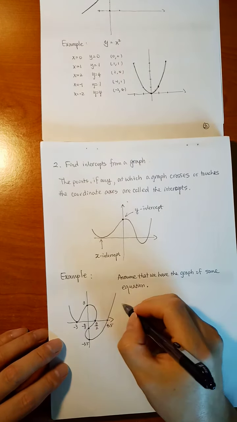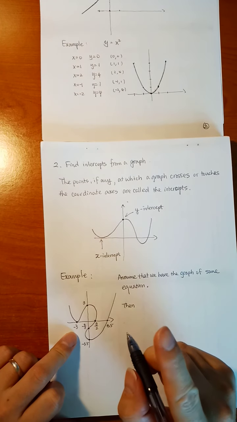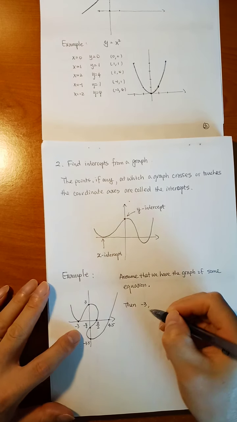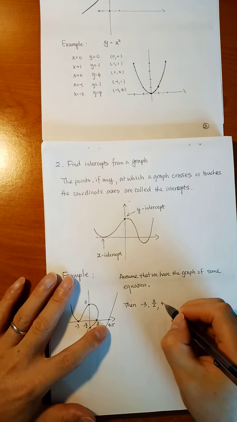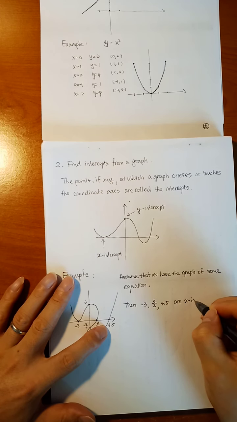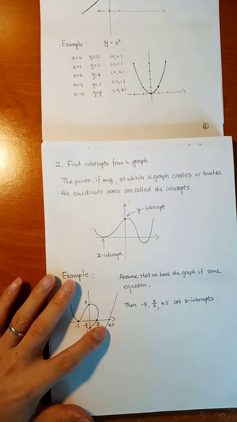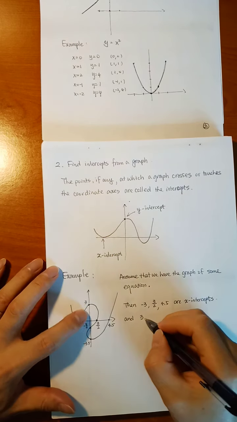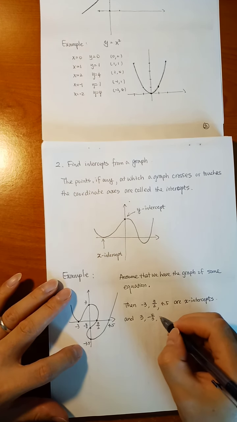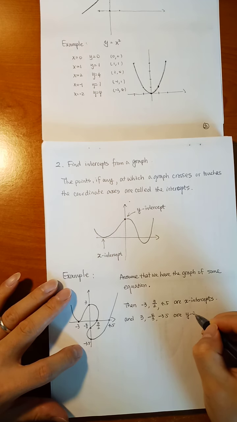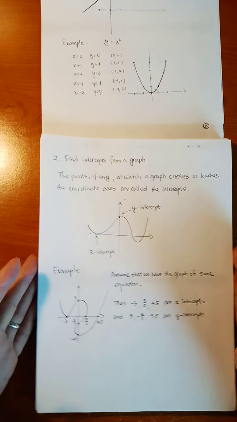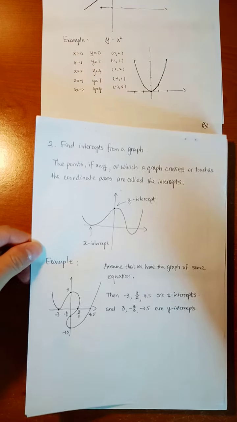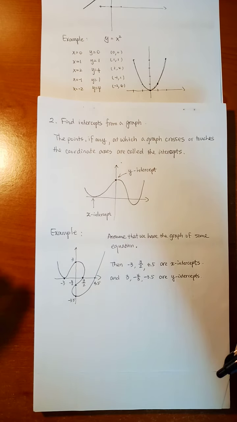Then we can see that on the x-axis, when we talk about the point, that's this point, but when we talk about intercepts, it's just a coordinate. So -3, 3/2, 4.5 are x-intercepts. And for the y, it's on the y-axis: 3, -4/3, and -3.5 are y-intercepts. On the x-axis, x-intercept. On the y-axis, y-intercept. Okay? So that's the definition of what an x-intercept and a y-intercept are.